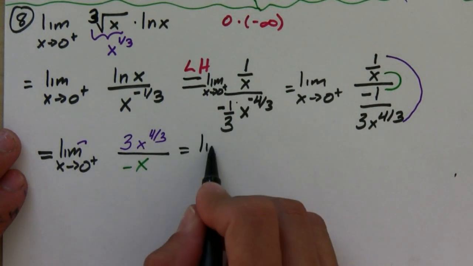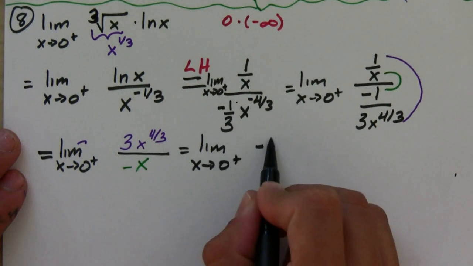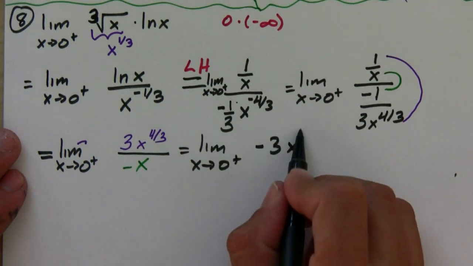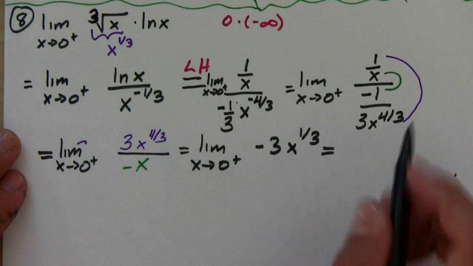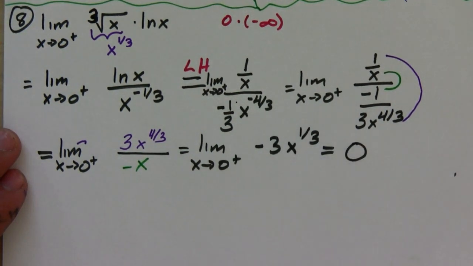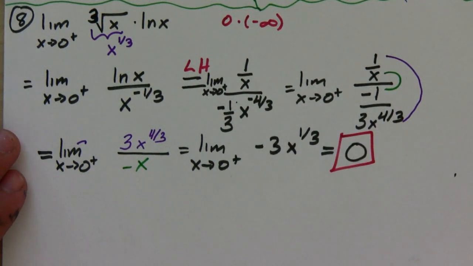And this is equal to the limit as x approaches 0 from the right of negative 3x to the 1/3, because you subtract the exponents, and this is equal to now just 0 by plugging it in. And that's it. We're done.